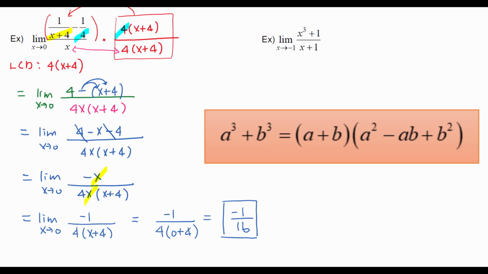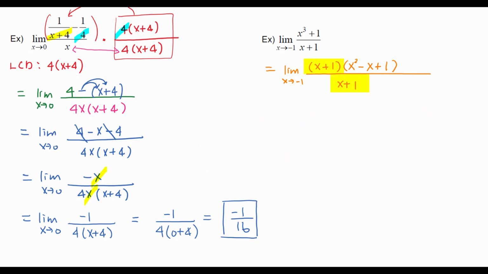So now apply that to x cubed plus 1. 1 is 1 cubed. All right, your x is a, your b is 1. So if you factor that out, you will get the limit as x approaches negative 1. Factor, you get x plus 1, x squared minus x plus 1 over x plus 1. So now you can see again, you do have a common factor, x plus 1. So you can cancel that.